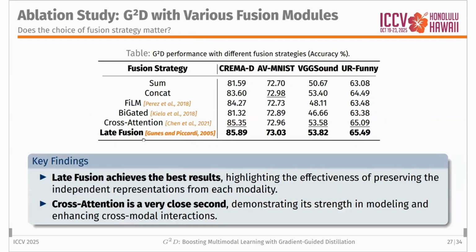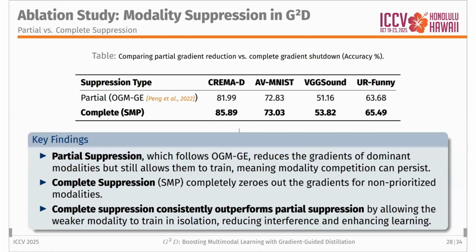Now we do an ablation on the fusion modules. There are various fusion modules: summation, concatenation, FiLM, BiGated, cross attention, and late fusion. We observe that late fusion gives us the best performance, followed by cross attention.